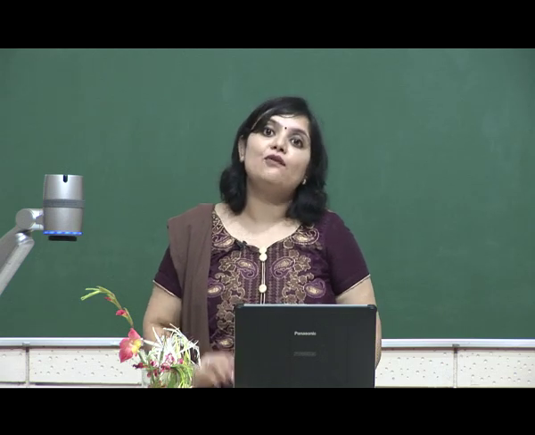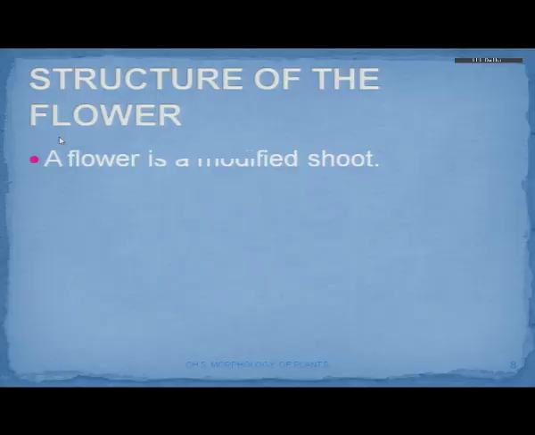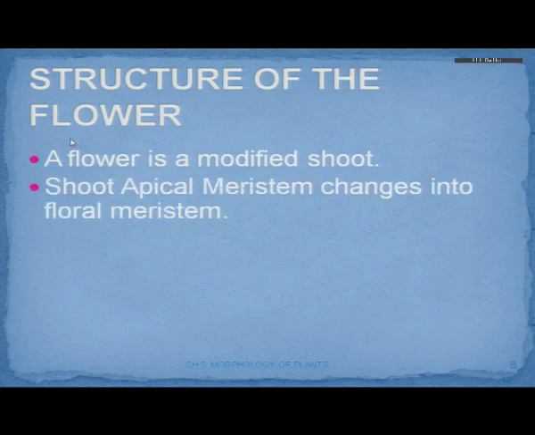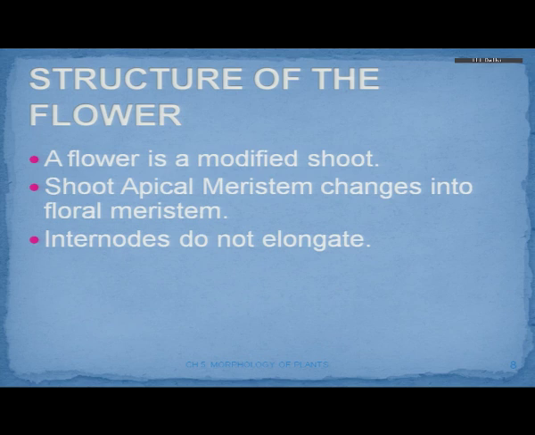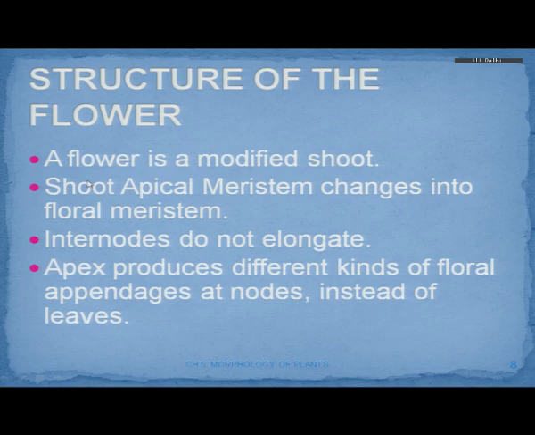Having said so, I would also underline that there is a great diversity in the structure of flowers that we have present. Basically, what is a flower? I will not be wrong in saying that flower is a modified shoot. The shoot apical meristem changes here into the floral meristem, and internodes do not elongate here, and apex produces different kinds of floral appendages at nodes instead of leaves.